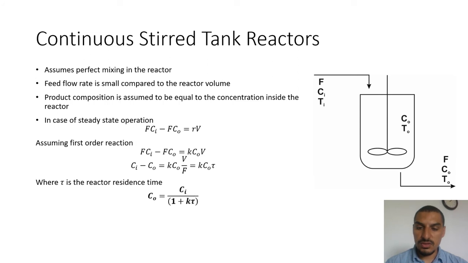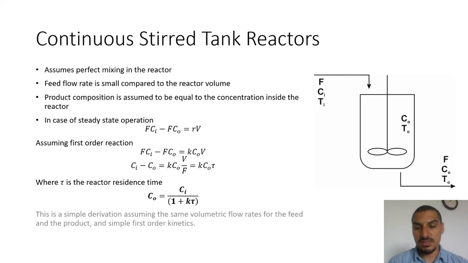So this is how we can rearrange the reaction equation, and this is how we can put the outlet concentration as a function of the inlet concentration. So this is for the CSTR. CSTR is always used for liquid phases. You cannot use this for gas phase because it's a stirred tank, so it has to have a liquid phase inside.